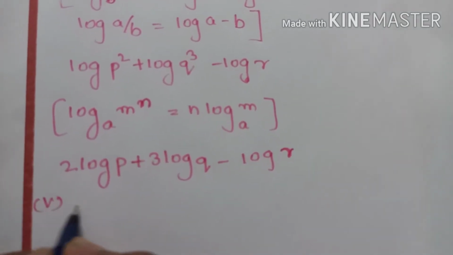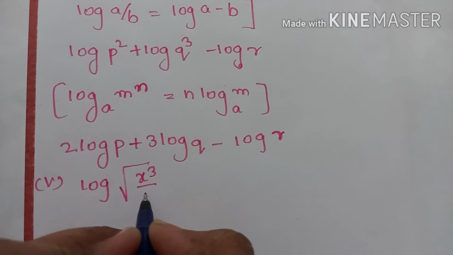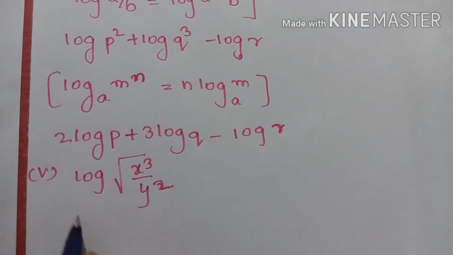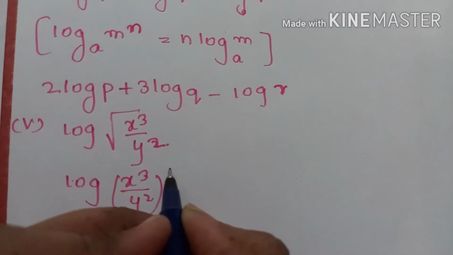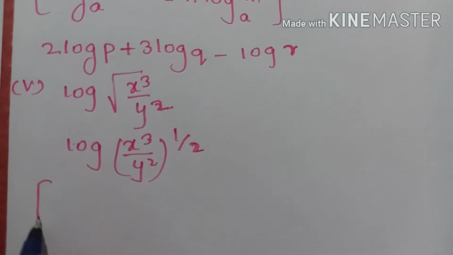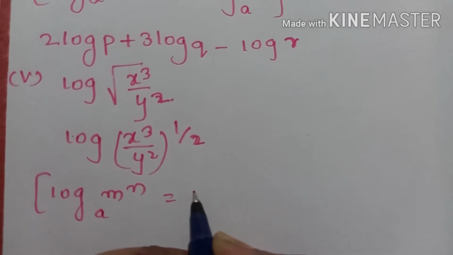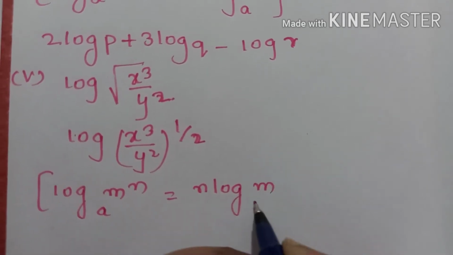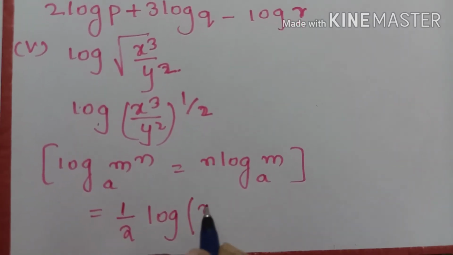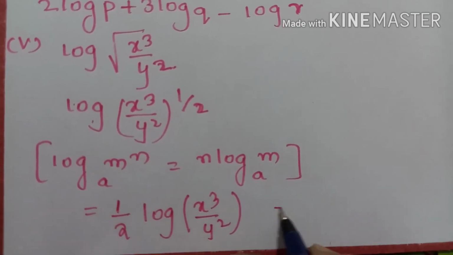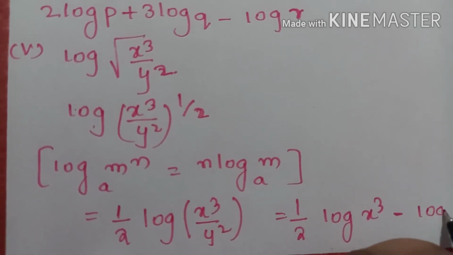Now the fifth question is log under root x cube by y square. Here we can write it as log of x cube by y square whole power 1 by 2. And by using the very familiar property, log m power n to the base a can be written as n log m to the base a, here it splits as 1 by 2 log x cube by y square, and this can be written as 1 by 2 times log x cube minus log y square.